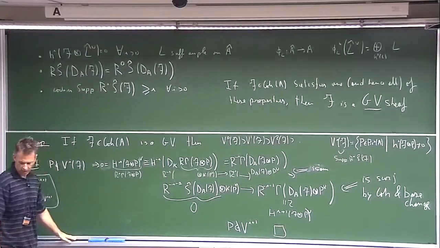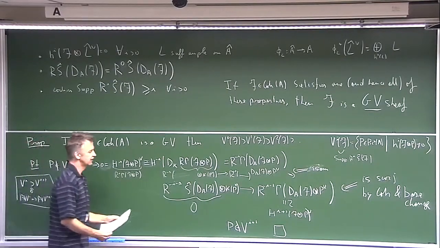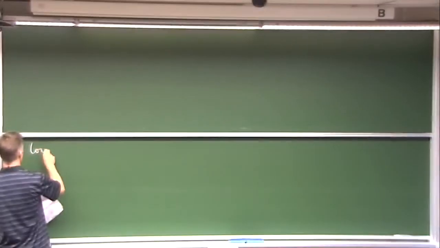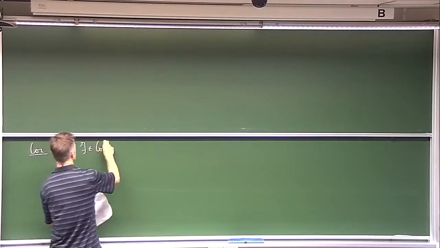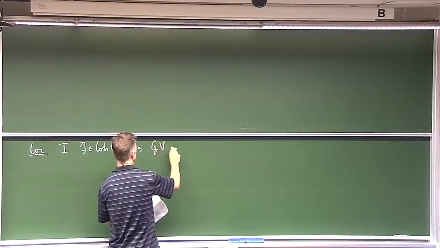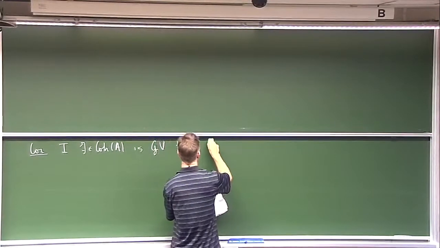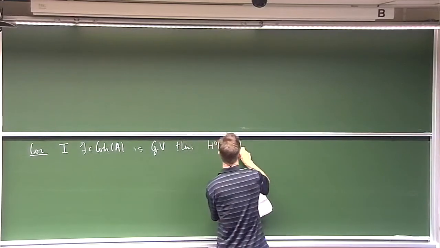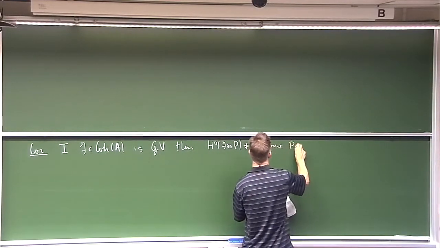OK, so they're one contained in another. This gives us an immediate nice corollary, which is even fancier non-vanishing. So corollary: if F, some coherent sheaf on an abelian variety, is generic vanishing, then it actually has some non-vanishing property. So then H0 of F tensor P is non-zero for some P in Pic0(A).